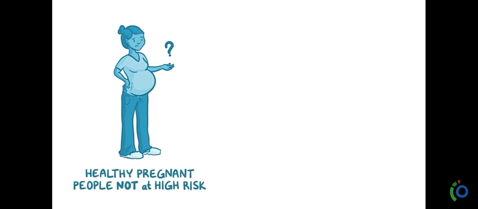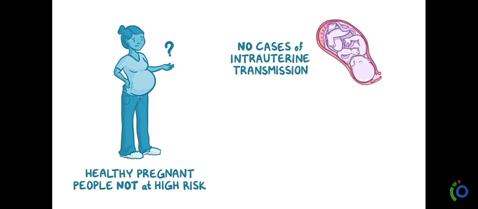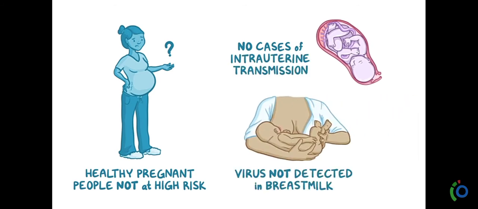One other group is pregnant people, and the data has been sparse, but it seems like healthy pregnant people are not at high risk for developing serious disease, and to date, there haven't been reported cases of intrauterine transmission of COVID-19. The virus also wasn't detected in the breast milk of a small group of mothers with COVID-19, and in terms of breastfeeding, the main risk would still be from droplets, rather than through the milk itself.